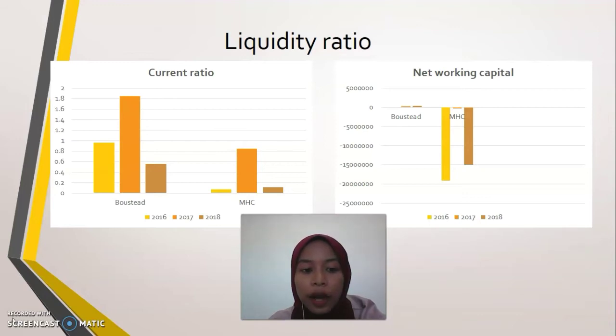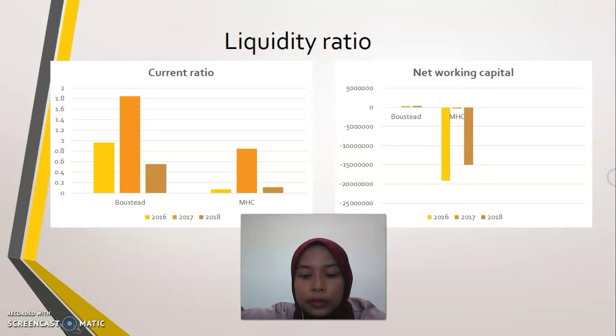Net working capital for MHC are all negative for the past 3 years. If these negative numbers continue, MHC seems to need to sell some of their fixed assets to pay the debt. It could lead to company bankruptcy.